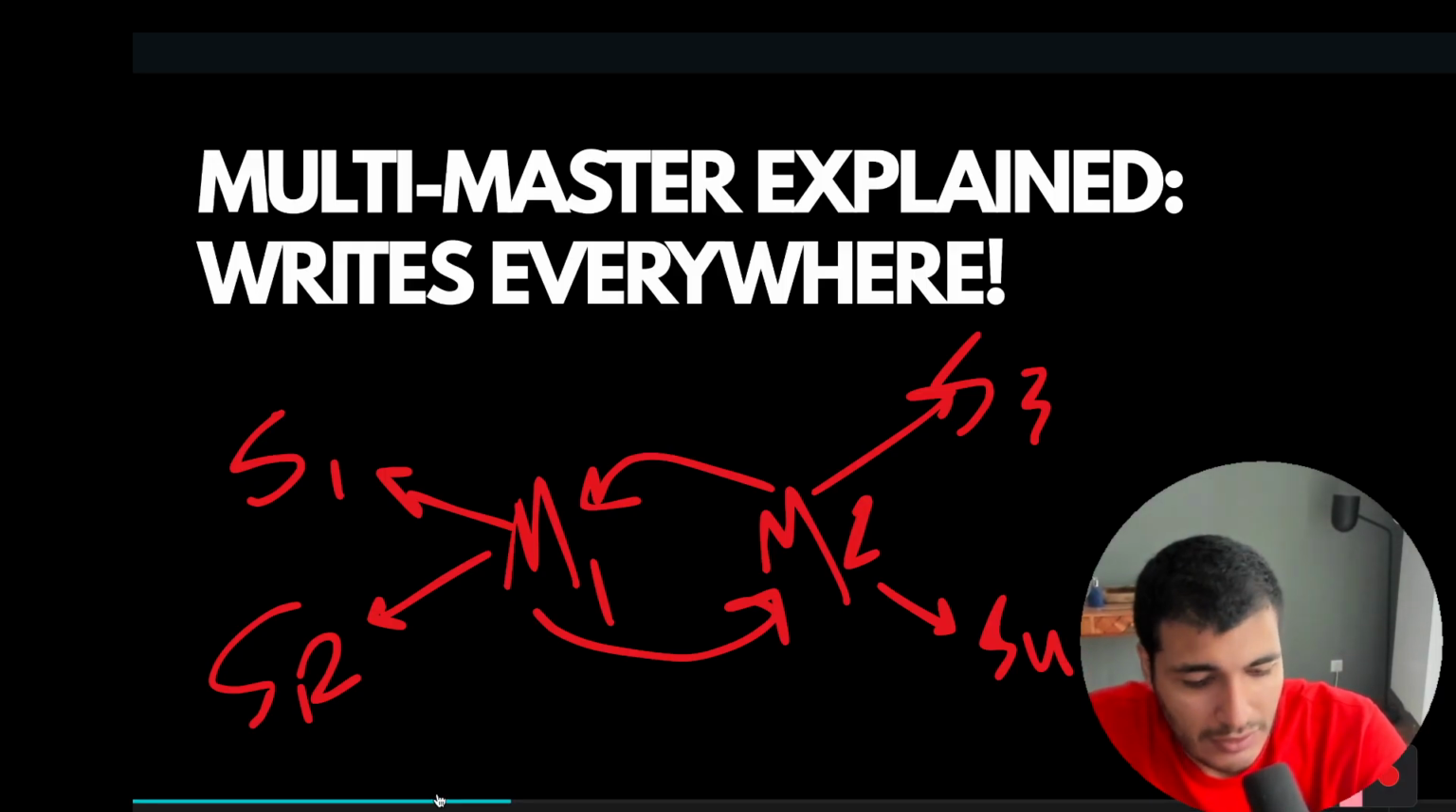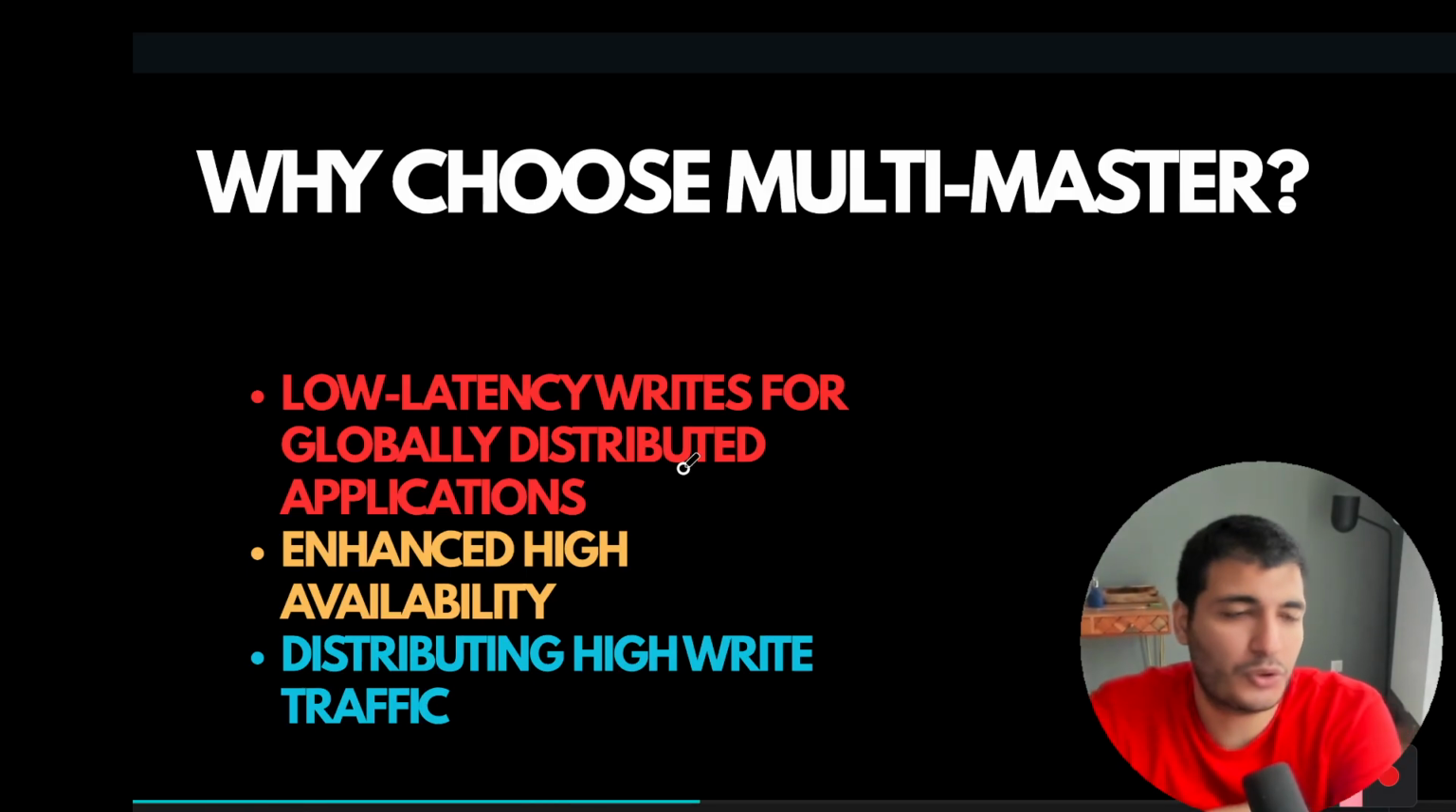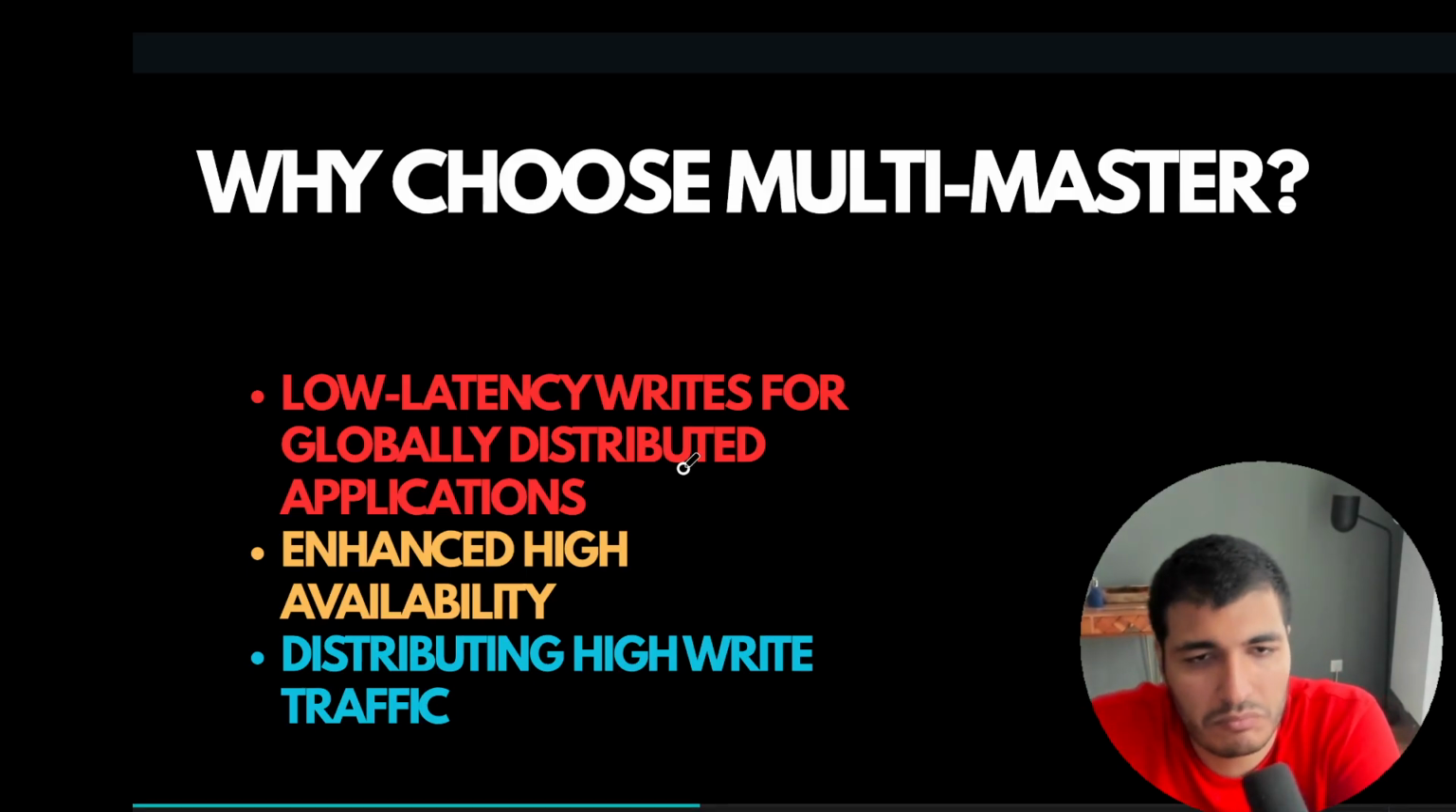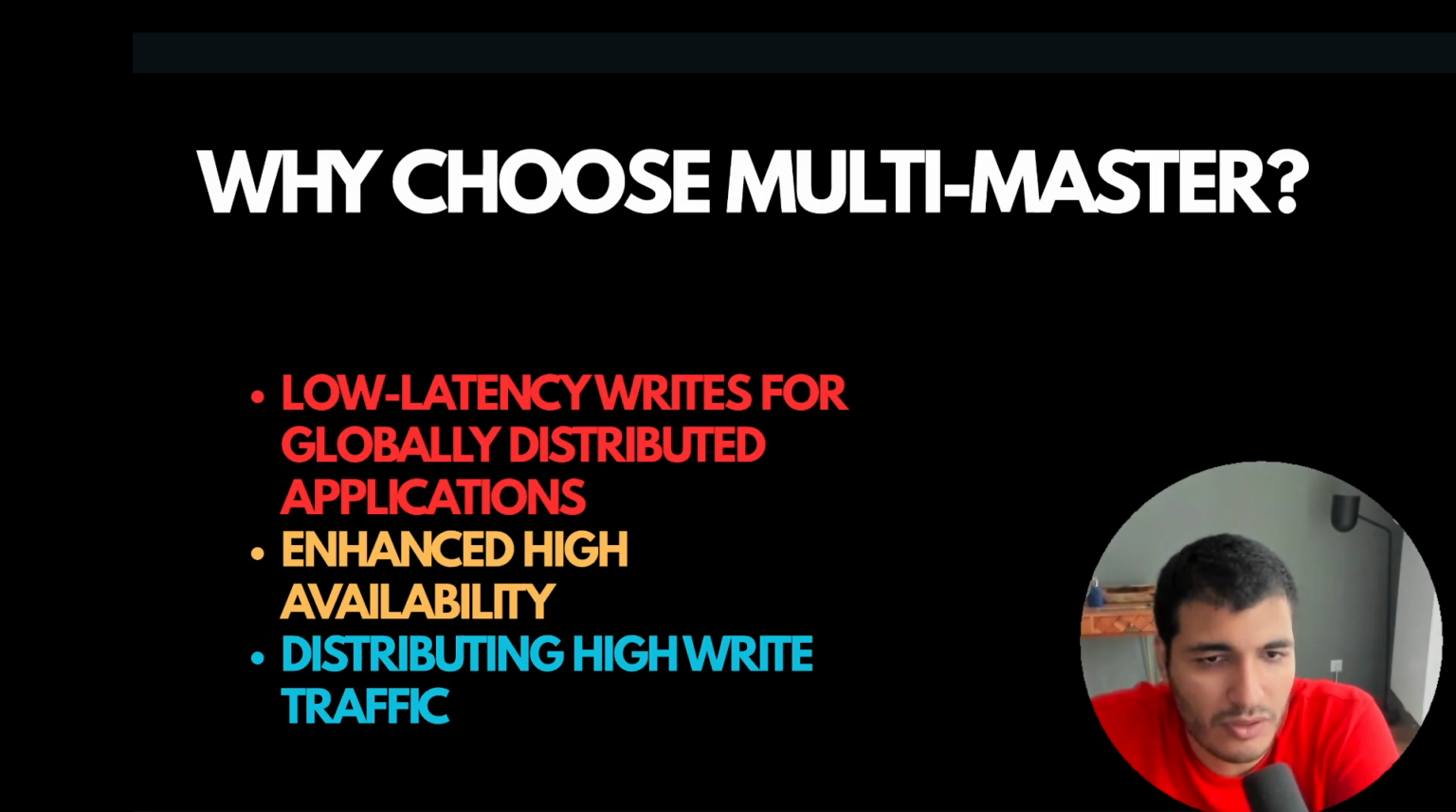Okay, why choose this system? There are multiple reasons, but we will focus right now on only three. First, we have low latency writes for globally distributed applications. This is perhaps the most compelling reason. Consider a social media platform or an e-commerce site with users located all around the world, in North America, Europe, Asia, and so on and so forth.